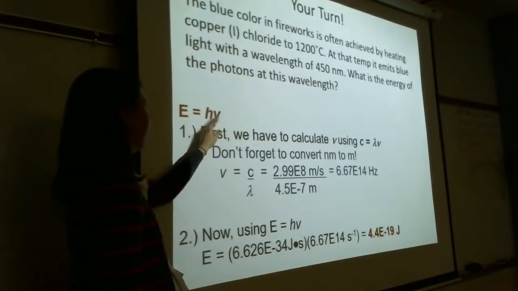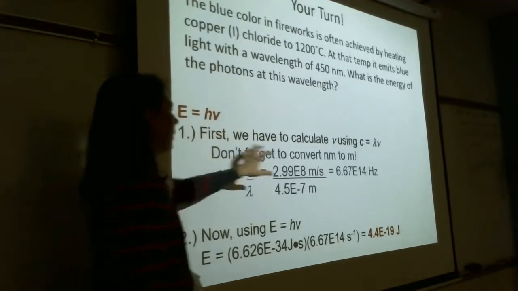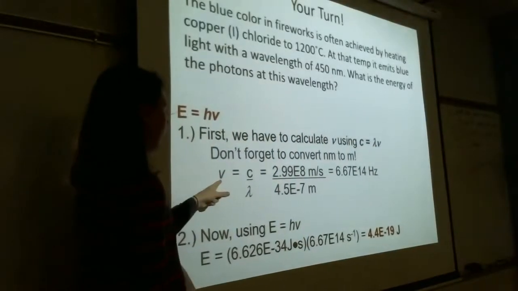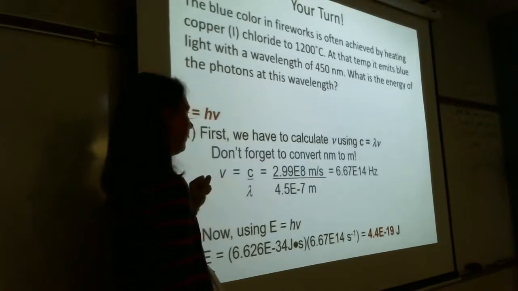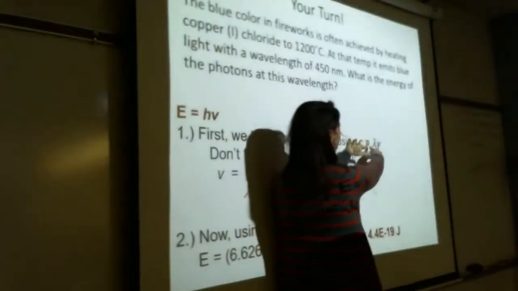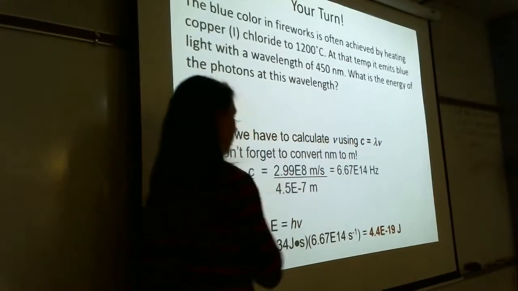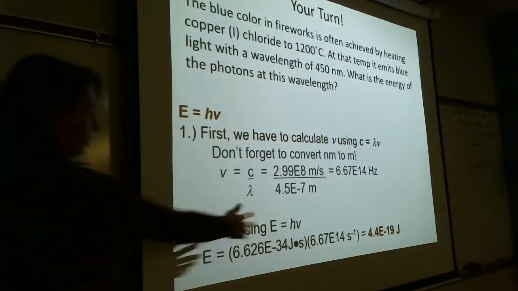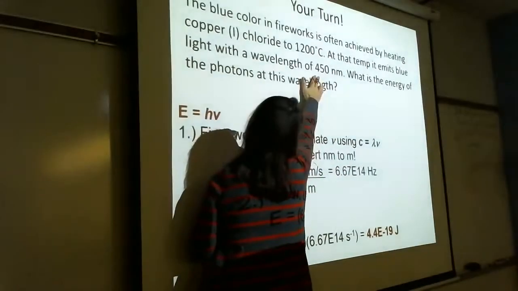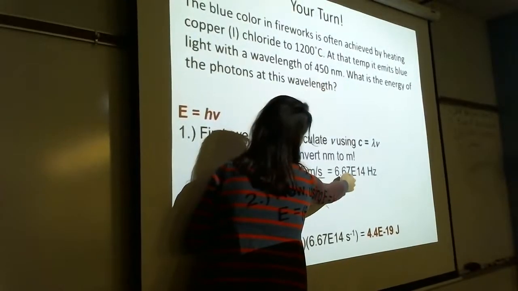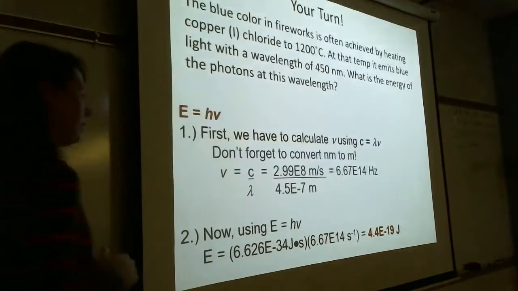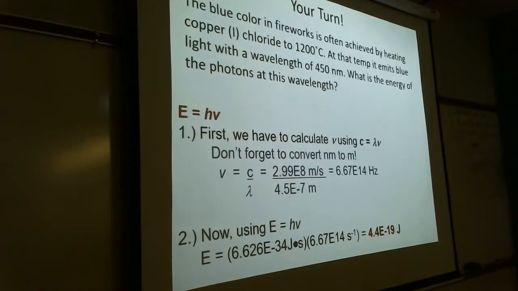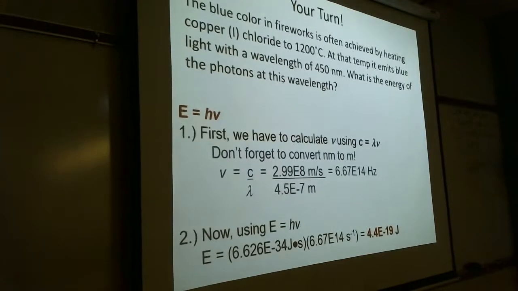So first I have to calculate frequency using speed of light is equal to wavelength times frequency. Solve for frequency, right? Speed of light over wavelength. Or you could just plug it directly in and then do the arithmetic. You'll get the same answer. And then carry out an extra decimal place because my final answer is only going to have 2 sig figs. So carry out an extra decimal here so that you can round at the very end. I got 4.4 times 10 to the negative 19th joules. Did you?